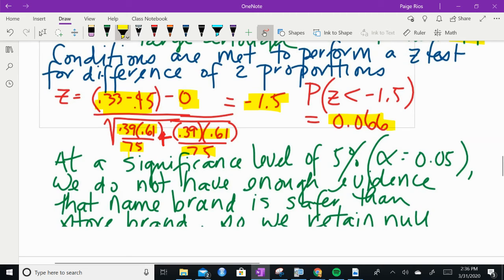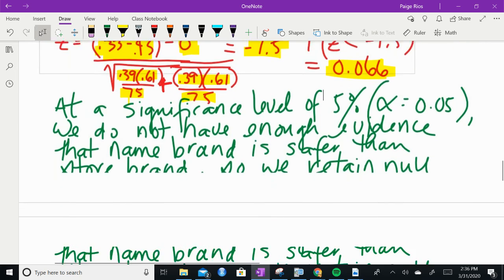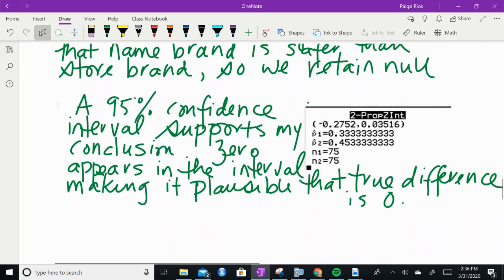This is the probability, our p-value, that we would get something lower than that. So this one is at 6.6%, so I needed to make sure I mention a significance level, so I picked a significance level of 5%. I would have made the same conclusion at 1%, but a different conclusion at 10%. So I went with 5%. We do not have enough evidence that the name brand is safer than the store brand, so we retain the null.